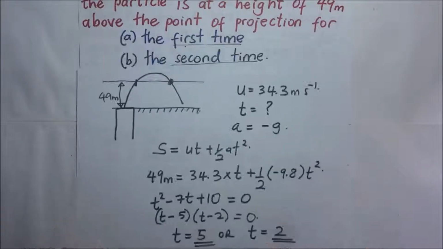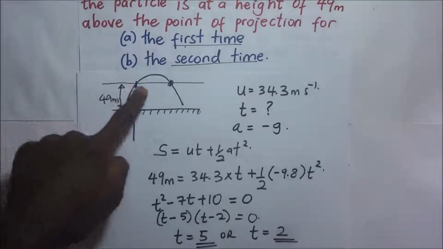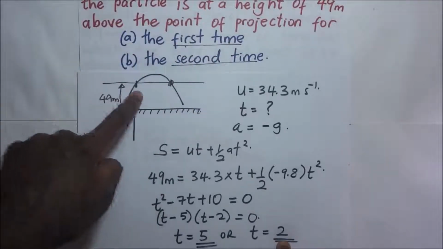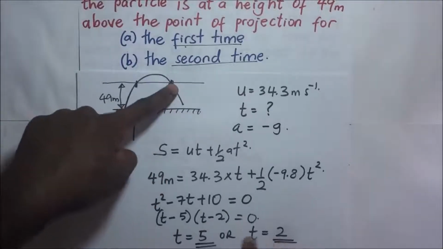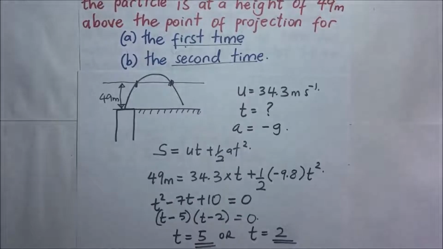So to answer the question, it simply means that as this particle was moving upwards, the first time it will be 49 meters above the point of projection will be 2 seconds. So that answers part A. Then the second time it will be 49 meters above the point of projection is 5 seconds, and that answers part B. This brings us to the end of this video.